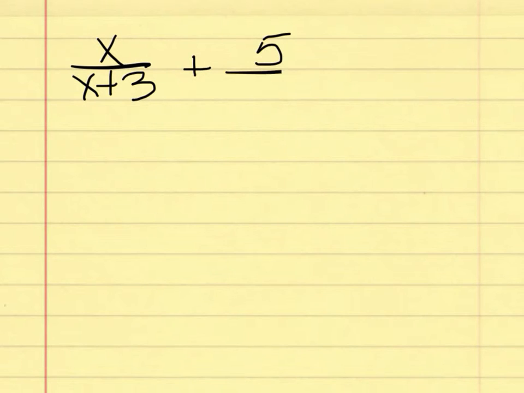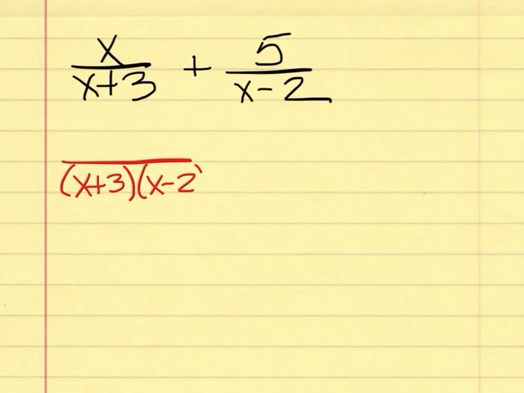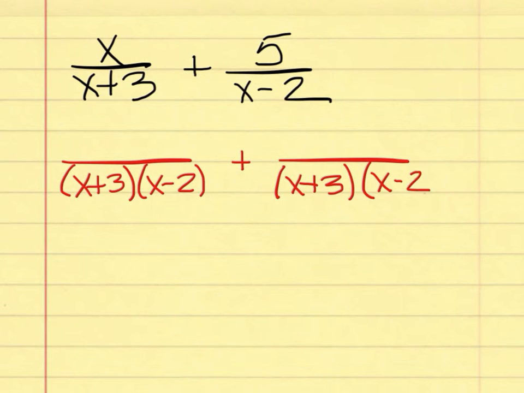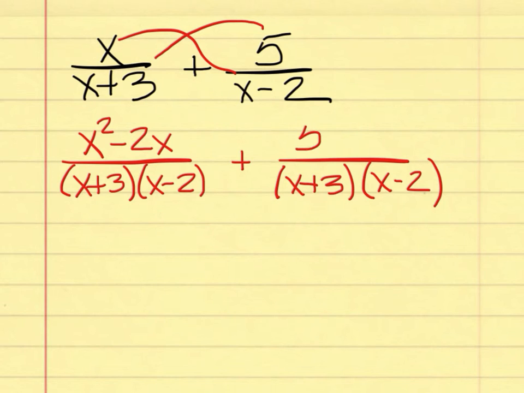Alright, this problem is x over x plus 3 plus 5 over x minus 2. The common denominator on this is going to have to be x plus 3, x minus 2. You get those by simply multiplying the denominators together. For the numerators, it's going to be x times x minus 2. And you can go ahead and write that as x squared minus 2x. And for the other numerator, it's 5 times x plus 3. So that would be 5x plus 15.